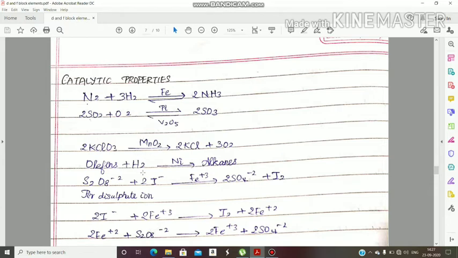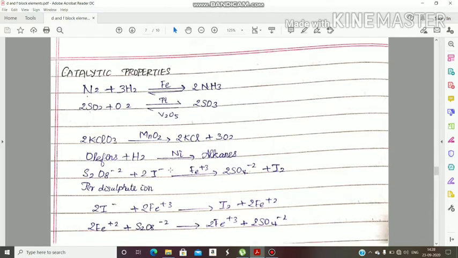Next, when olefins react with hydrogen, that means olefins undergo reduction, then alkanes will form. Olefins means alkenes. When alkenes react with hydrogen, the double bonds are broken and single bonds are formed. That reaction takes place in the presence of nickel. That nickel is a transition element. So these are the examples regarding catalytic properties. So this is all about d-block elements.